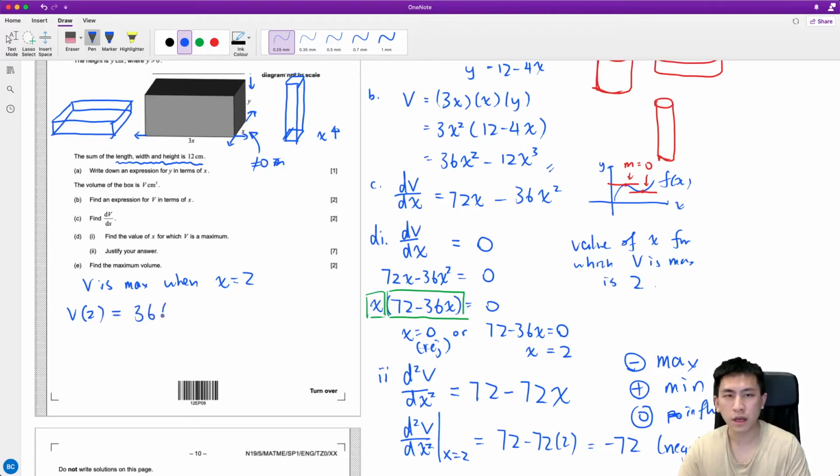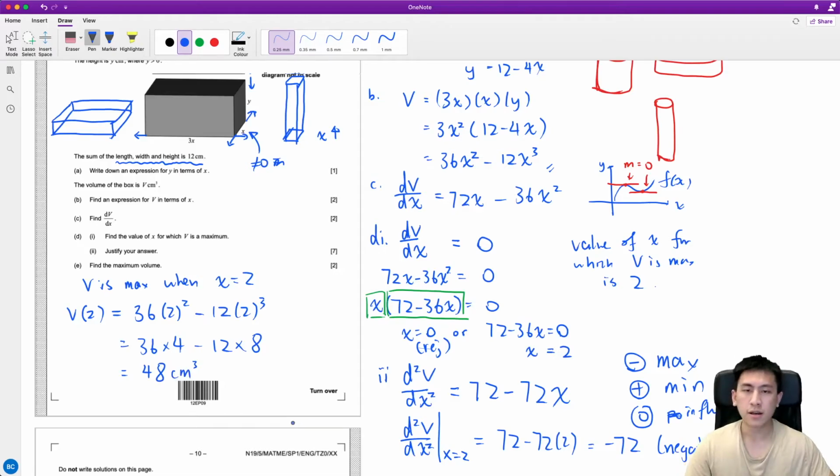So you're going to have 36 times 2 squared minus 12 times 2 cubed. That would give you 36 times 4 minus 12 times 8. And I'll skip the calculation, I'll just give it as 48. Of course, cm cubed for the unit. And that will be it.